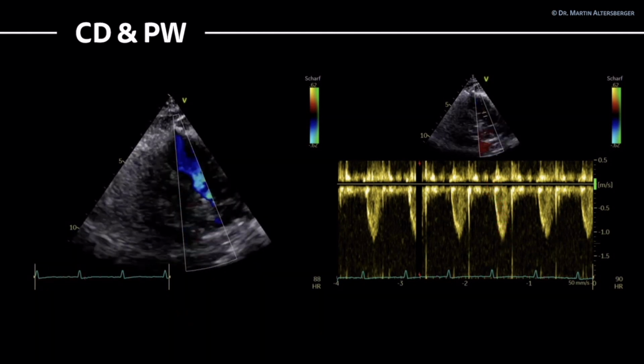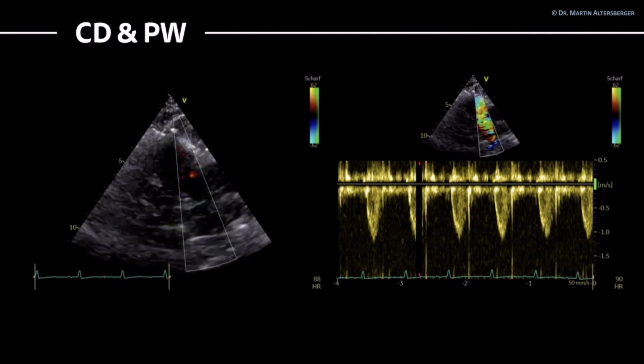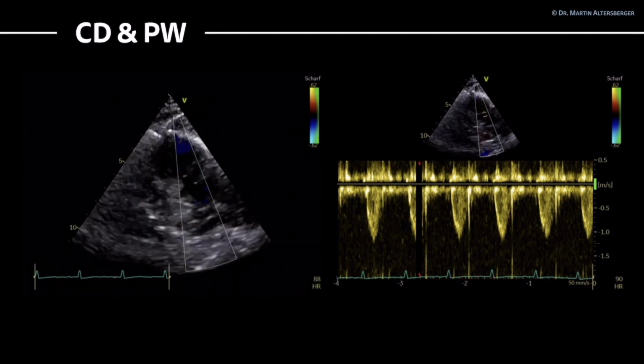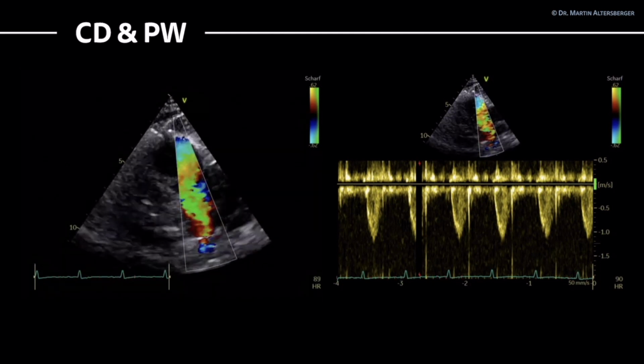Here you can also appreciate the color Doppler signal. The color Doppler signal also looks normal. There is no turbulent flow actually to be seen. Here you can see the pulmonic trunk and even parts of the right pulmonary artery and the left pulmonary artery.